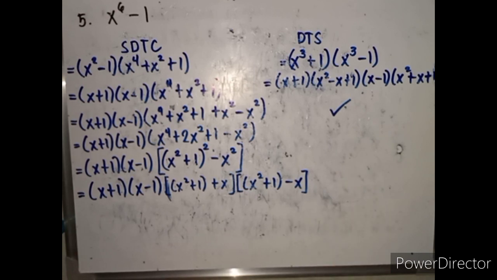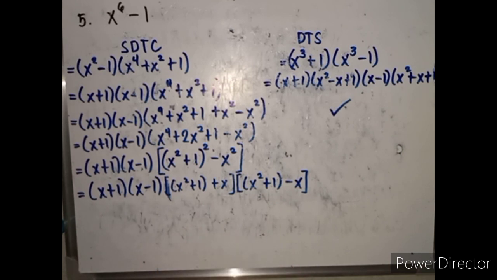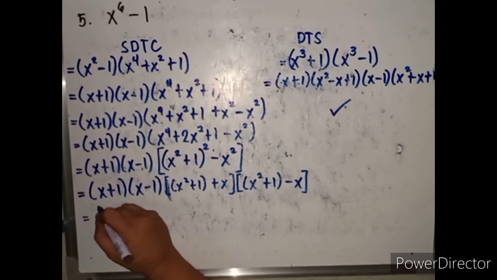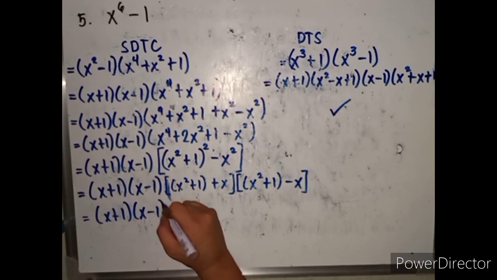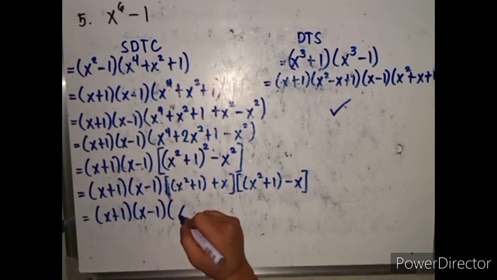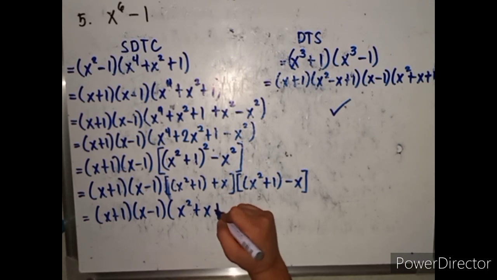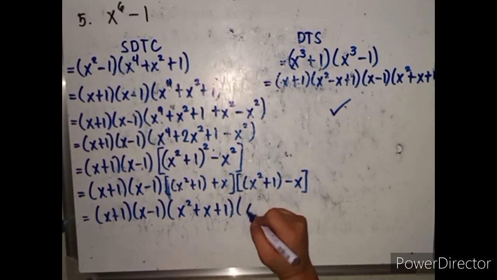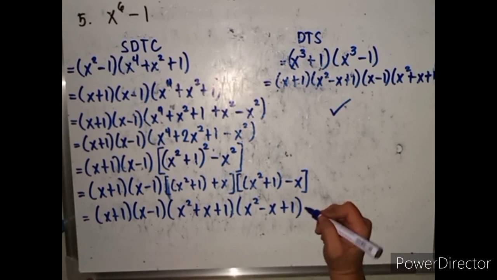So, yan. Okay. So, mukhang wala nang gamit yung grouping symbols. Tapos, i-arrange na lang din natin siya. Tanggalin na natin tong parenthesis. Tapos, i-arrange na rin natin at the same time. So, we have x plus 1 times x minus 1. So, mauuna rito si x squared tapos yung positive x, tapos yung 1. And then here, we have x squared minus x plus 1.